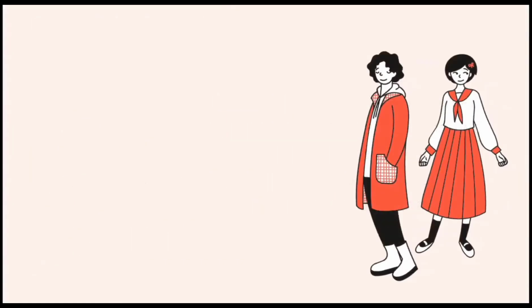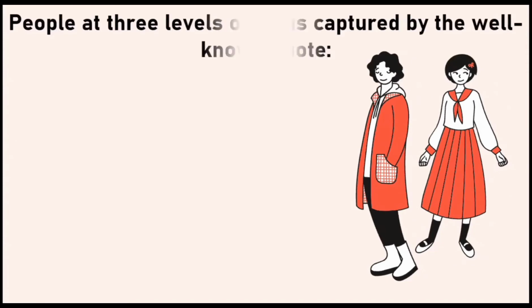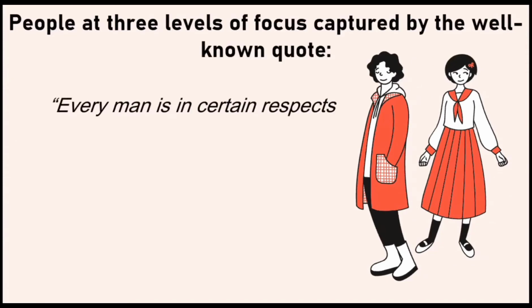The science of psychology studies people at three levels of focus captured by this well-known quote, "Every man is in certain respect like all other men, like some other men, like no other man." So the first level is every man is in certain respect like all other men. He is like all other men because some of the determinants of his personality are universal to the species. That is to say, there are common features in the biological endowment of all men, in the physical environment they inhabit, and in the societies and cultures in which they develop.